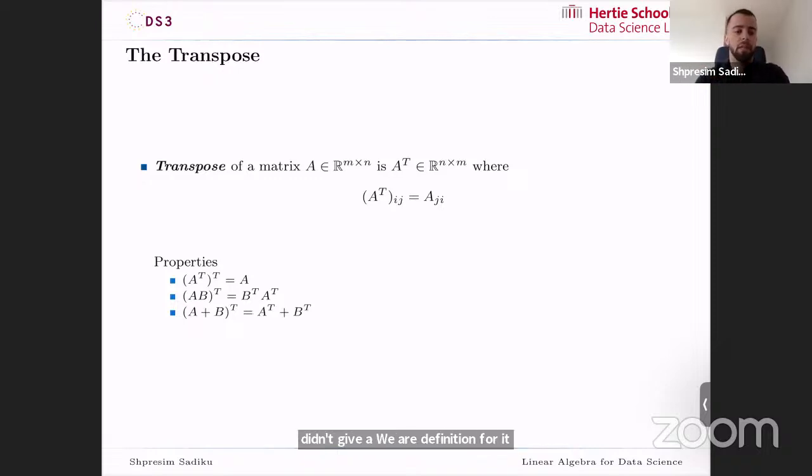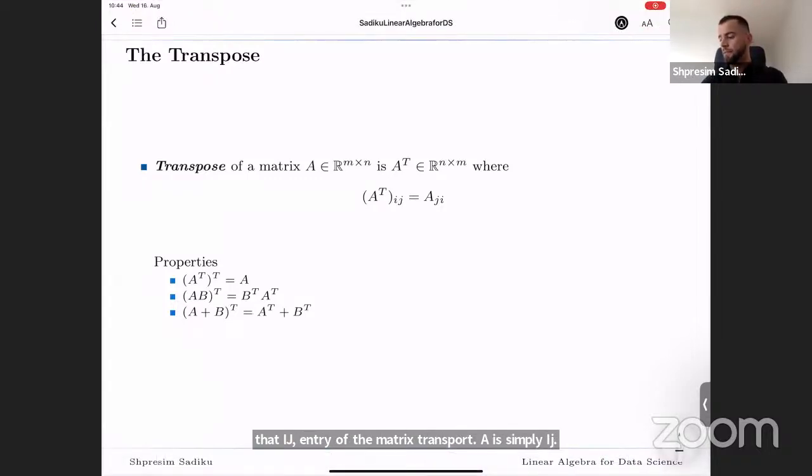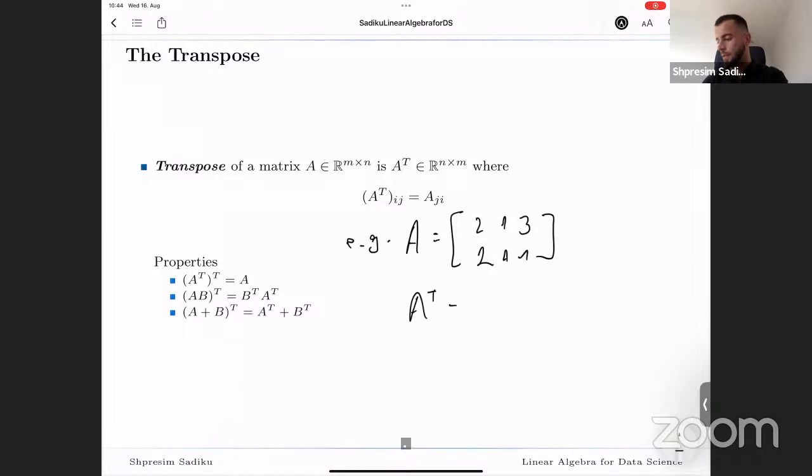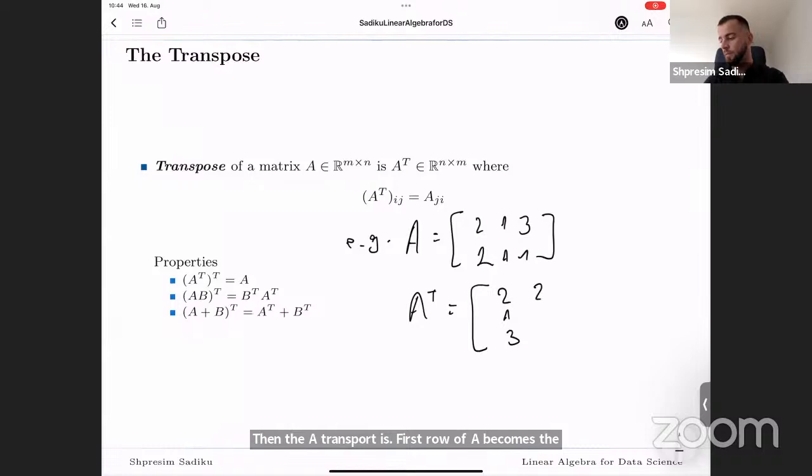So the transpose of a matrix A in R^(m×n) is simply a matrix in R^(n×m), where the ij-th entry of the transpose of A is simply the ji-th entry of A. I can explain this with an example. If A were to be 2, 1, 3, 2, 1, 1, then the transpose of A is: the first row of A becomes the first column, and the second row of A becomes the second column.